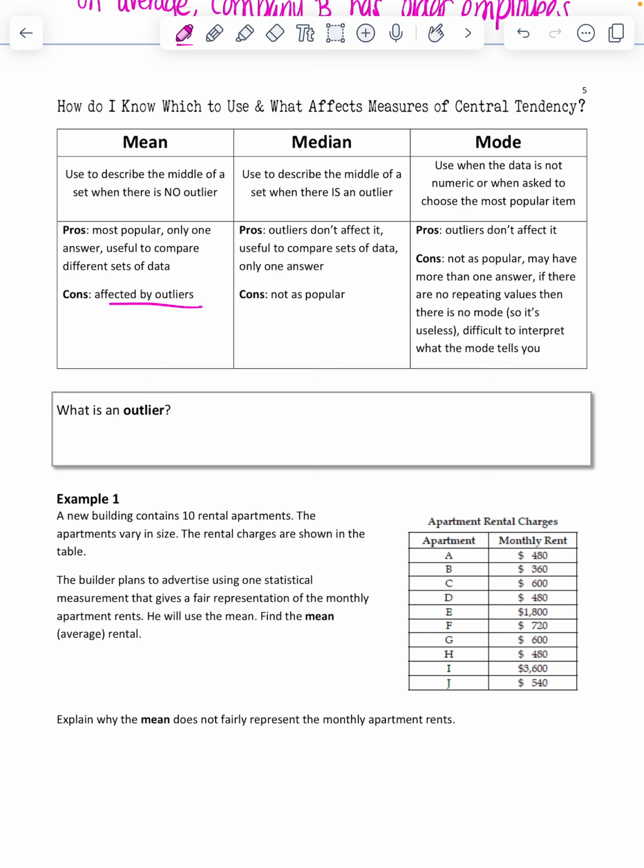The mode I feel like is not as popular to use because it's just kind of random, like what number occurs the most. But sometimes you need all of the numbers to really be able to conclude something in a set of data. What is an outlier? It's a number a lot larger or smaller than the rest.